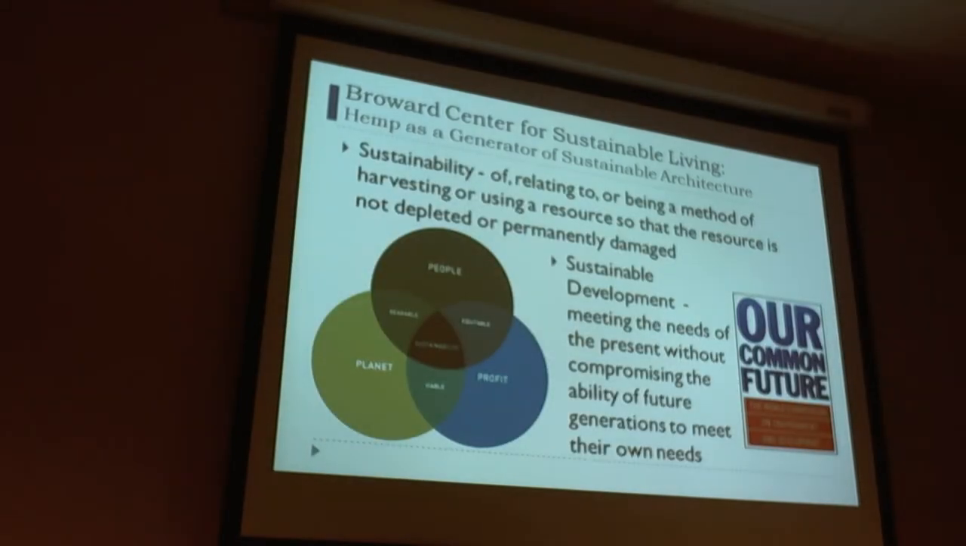Sustainability is about the quality of our resources such that they're not permanently depleted or damaged. Because of this, in 1987, the Brundtland Commission developed a book called Our Common Future, in which they developed the term sustainable development: meeting the needs of the present without compromising the ability of future generations to meet their own needs. We're on our current path, but we cannot maintain it. So they want to bring people, planet, and profit together such that it's bearable, equitable, and viable, so that it can be sustainable.